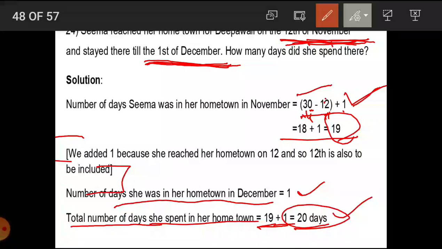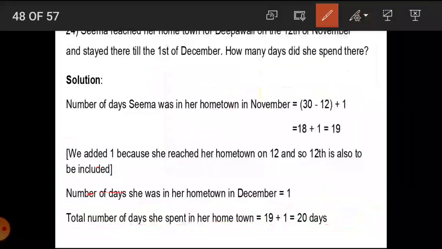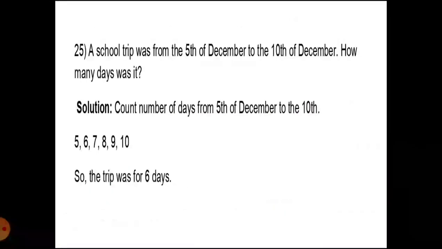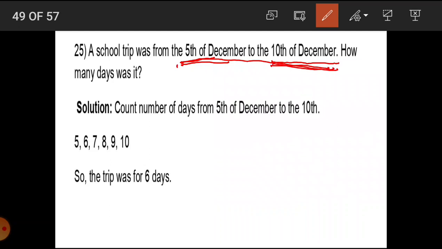Okay. Now coming to next, let us solve one more sum for the day. Now over here, a school trip was from 5th of December till 10th of December. Now look at over here, 5th of December to 10th of December. That means on 5th December also the school trip was there and on 10th December also the school trip was there. Now the easy method is 10 minus 5. The answer will be 5 days.